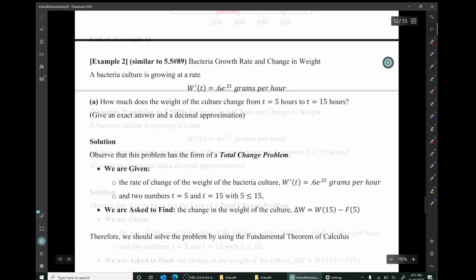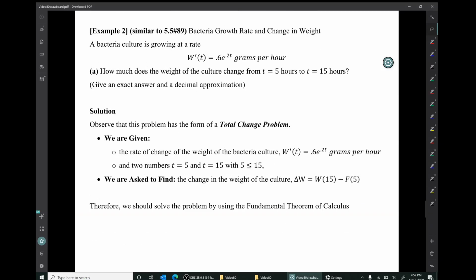Let's go on. Example 2 is similar to 5.5, number 89. It's about bacterial growth rate and change in weight. A bacteria culture is growing at a rate W prime equals 0.6 e to the 0.2 t grams per hour. Question A is, how much does the weight of the culture change from t equals 5 hours to t equals 15 hours? And the instructions are give an exact answer and a decimal approximation.